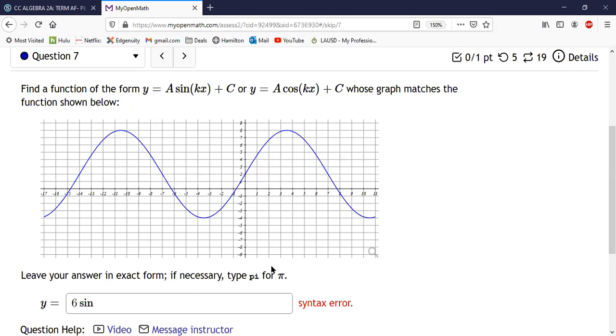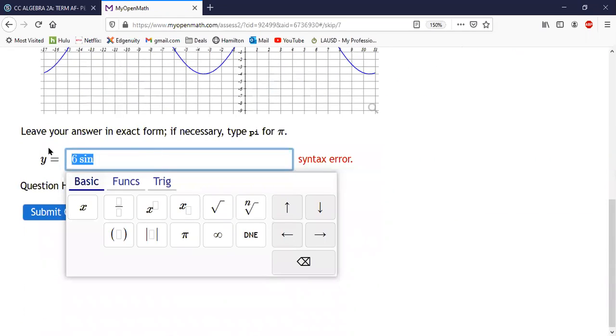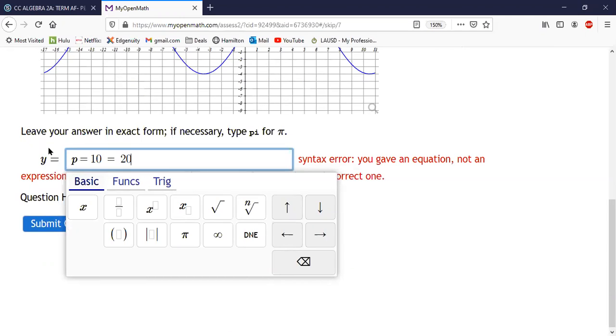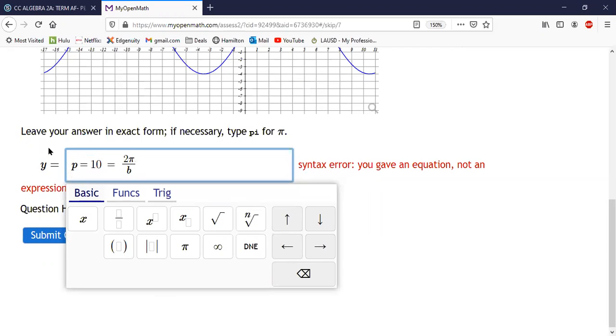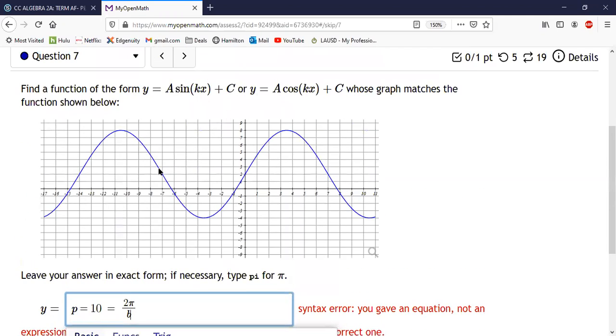Now, I'm going to write this here since I have no other place to write right now. If we say P equals 10, well, this equals 2 pi over B. So this is how we have to spin the problem around to solve for that B value. Again, how did I find 10? I looked at the graph and you pick any point you want.